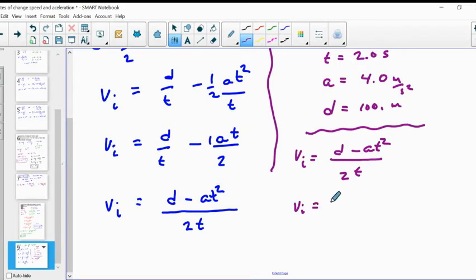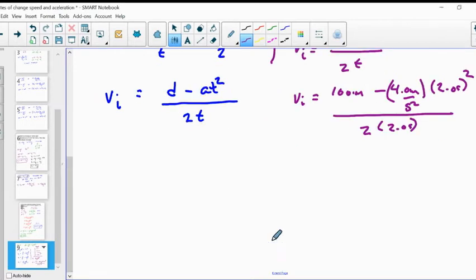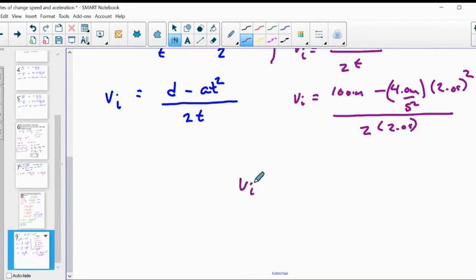So our initial velocity will be equal to 100 meters, subtract 4 meters per second squared, multiplied by our time of 2 seconds squared, divided by 2 times our time, which once again was 2 seconds. What we're going to have now is, as we work through the algebra, our initial velocity is equal to 100 meters, take away 4 times 2 squared, which is 16.